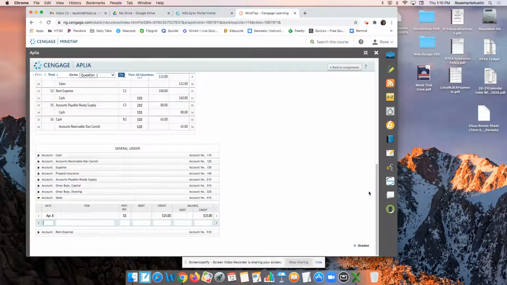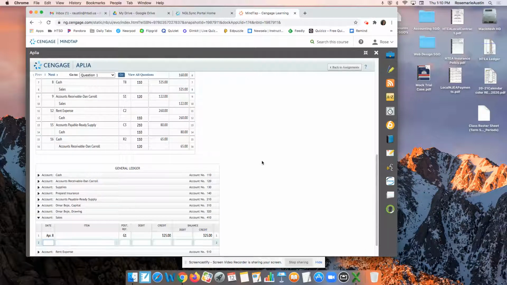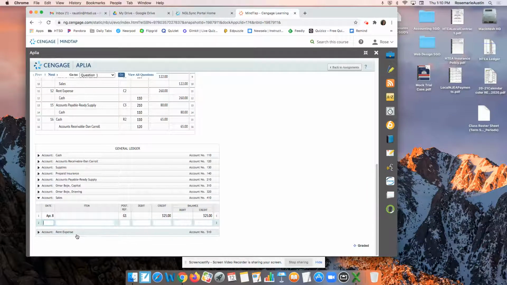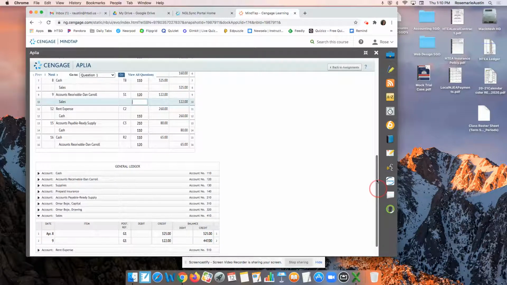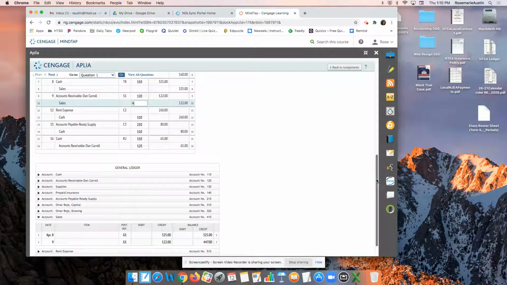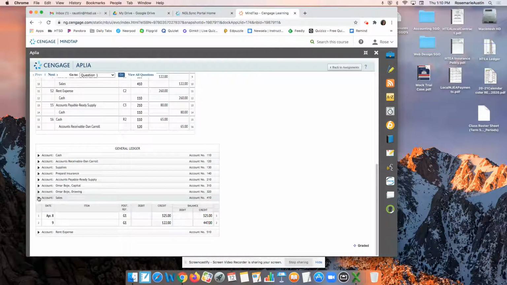And then the next one is on April 9th. We have another credit, sales of $122. So on April 9th here, we're going to put the date in here. This is still the same, G1. We have a credit of $122. And the balance is $447. Okay. The account number is 410. So let's come up here and make sure we put that in the post-reference column. So that's 410. That goes next to that sales transaction, and 410 right here.